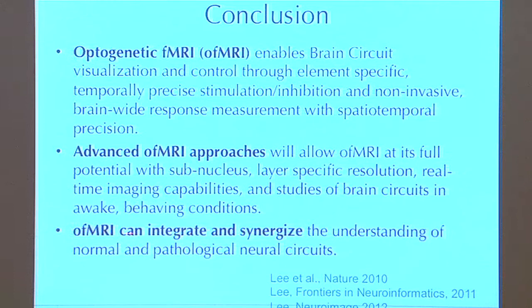And OFMRI can integrate and synergize the understanding of normal and pathological neural circuits, where now we can start to dissect all the circuits in normal as well as disease conditions to look at these specific neural populations and how they impact the whole brain.